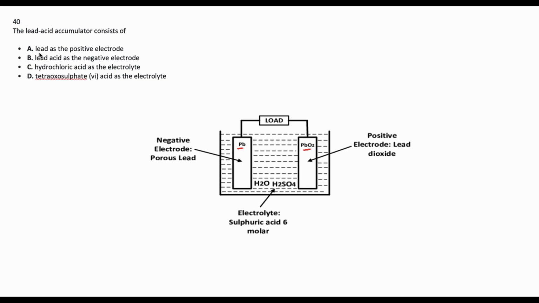So our option A says lead as the positive electrode. That is wrong because our positive electrode is lead dioxide. B says lead acid as the negative electrode. That's also wrong because our negative electrode is lead. C says hydrochloric acid as the electrolyte. Now our electrolyte is H2SO4, which is sulfuric acid. So our D is the right answer. So our answer here is D.